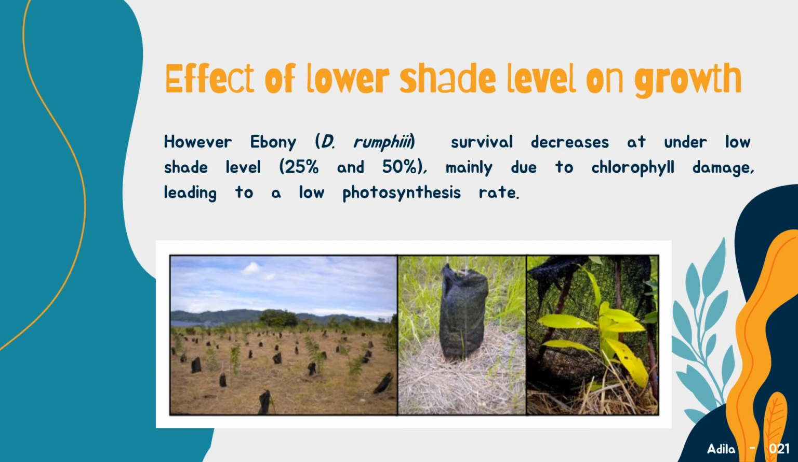However, plant survival decreases under low shade levels at 25% and 50%. Intense sun exposure causes chlorophyll to oxidize, leading to chlorophyll damage. Meanwhile, the remaining amount of chlorophyll is insufficient to absorb and convert all the energy needed, leading to a lower photosynthesis rate.